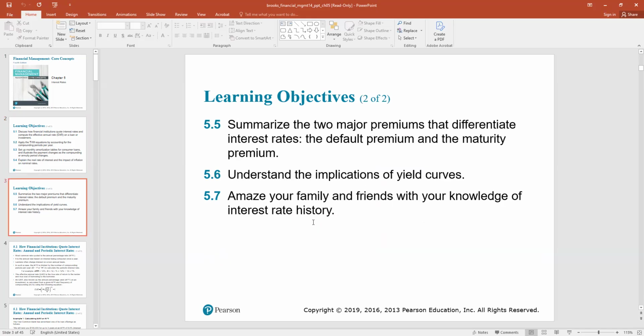And of course, we're going to summarize two major premiums that differentiate interest rates. One is the default premium, the other one is the maturity premium. We'll discuss what each premium means and what the premium itself actually is. And we're trying to understand the implication of the yield curves. And of course, at the end of the day, you will amaze your family and friends with your knowledge of the interest rate history that you're going to get.